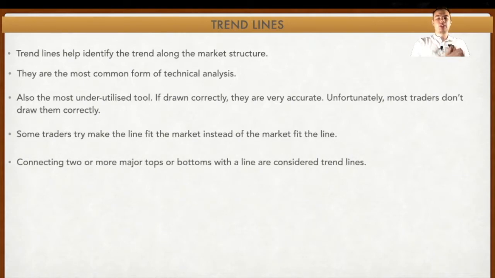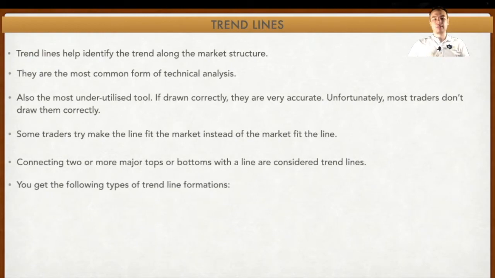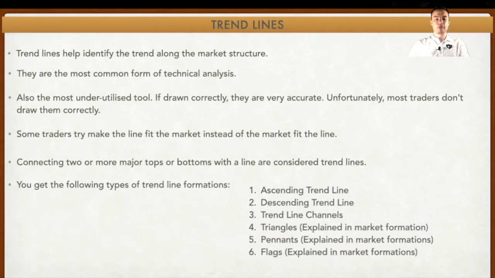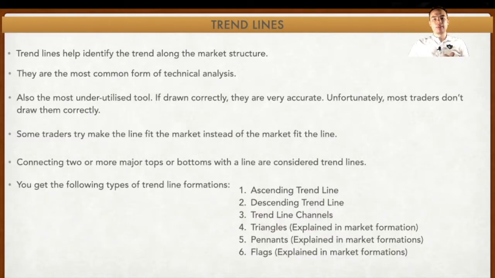So basically, a trend line is a line that connects two or more points, top or bottom. That is considered a trend line. You get the following different types of trend line formations: ascending trend line, descending trend line, channels, so a bullish trend channel or bearish trend channel, triangles, pennants, flags.